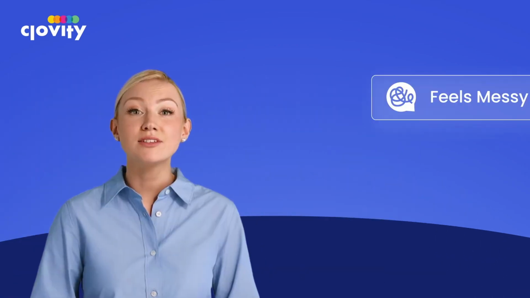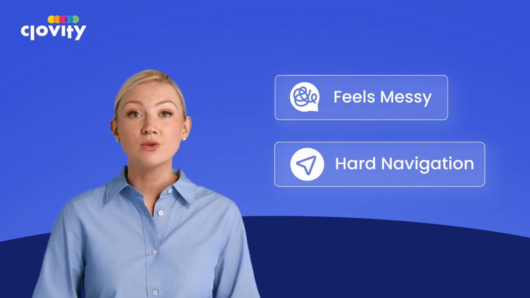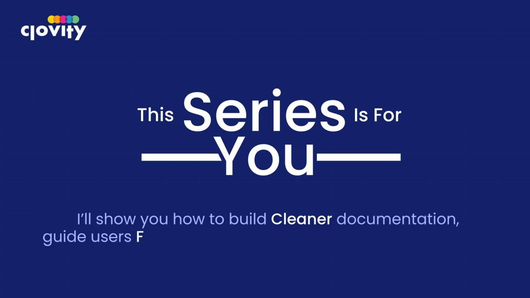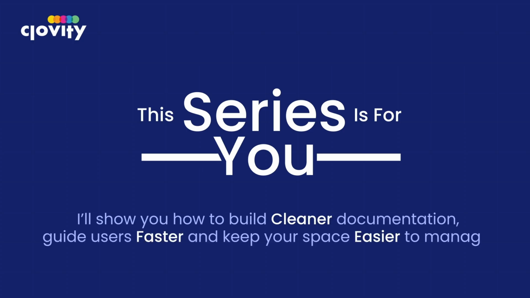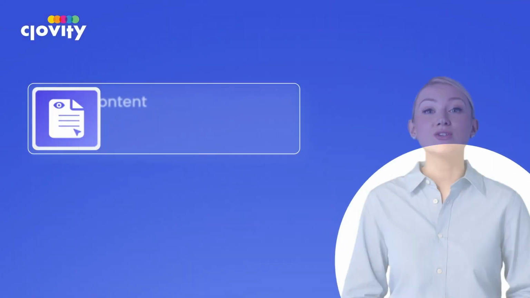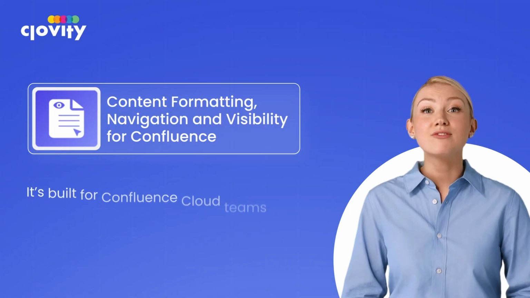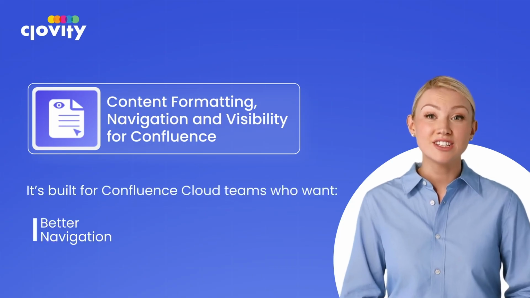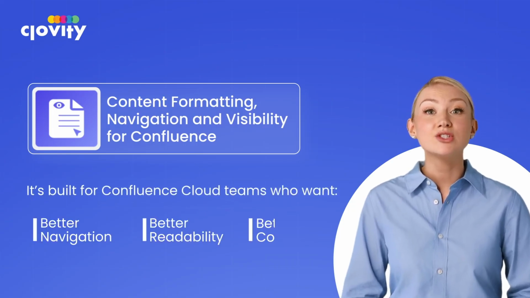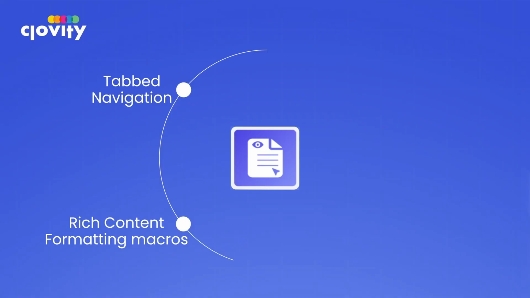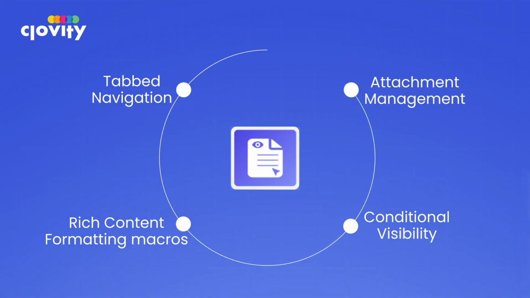If your Confluence space feels messy, hard to navigate, or inconsistent, this series is for you. In the next videos, I'll show you how to build cleaner documentation, guide users faster, and keep your space easier to manage. This app is called Content Formatting, Navigation, and Visibility for Confluence. It's built for Confluence Cloud teams who want better navigation, better readability, and better control over what users see. This suite has 4 major areas: tabbed navigation, rich content formatting macros, conditional visibility, and attachment management.